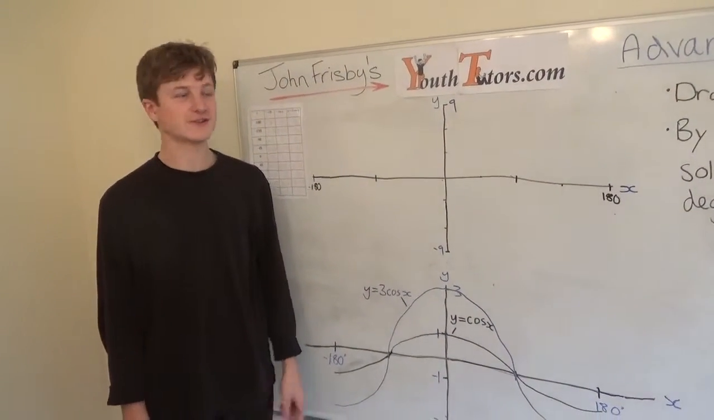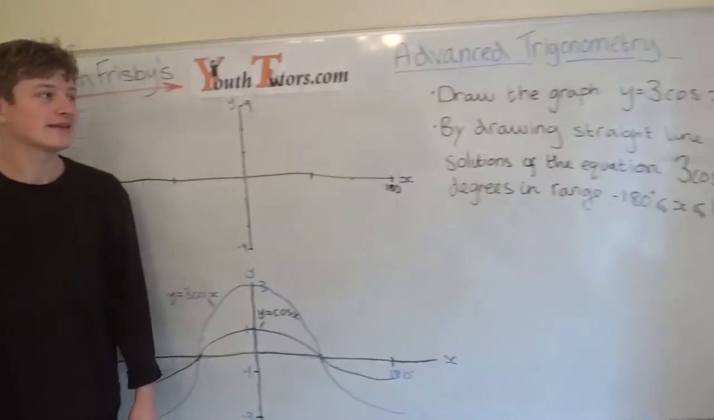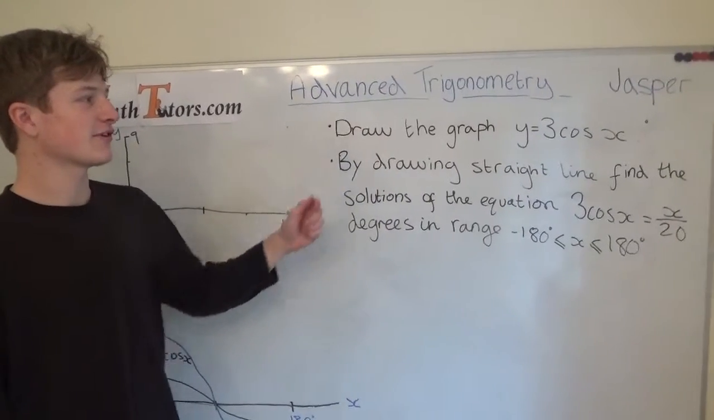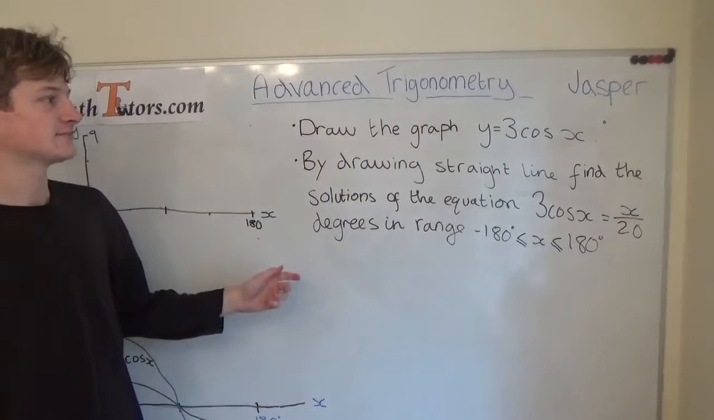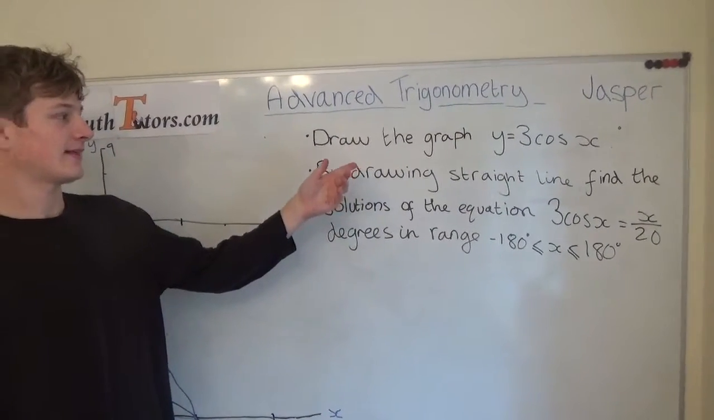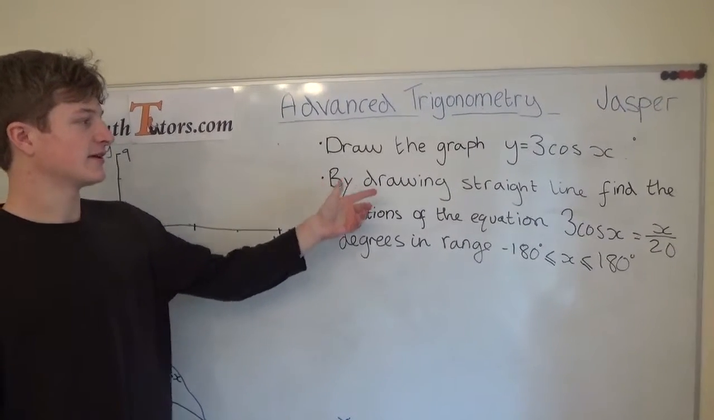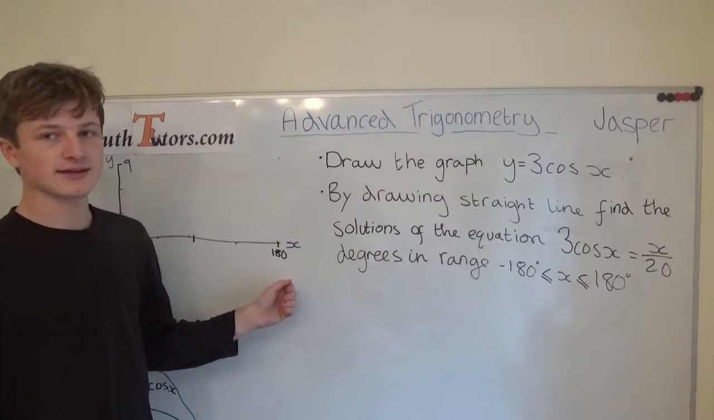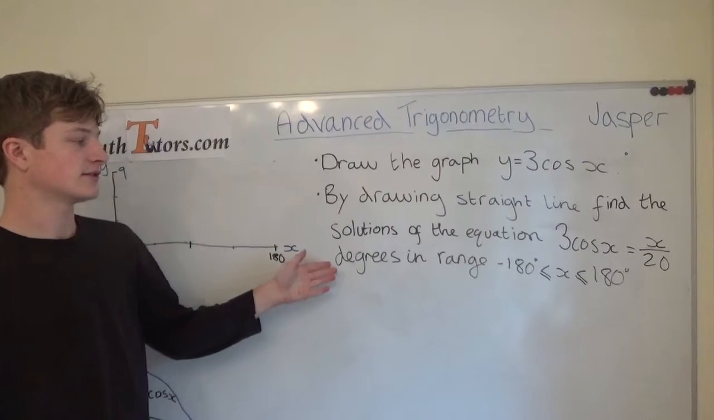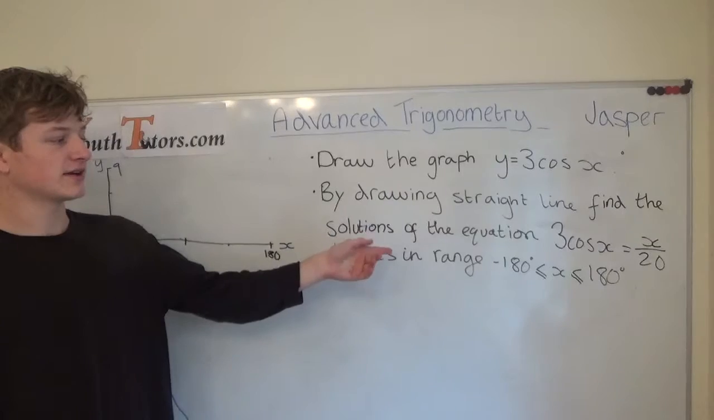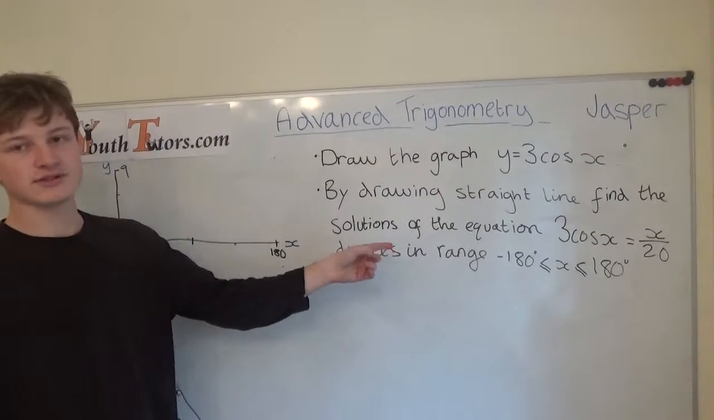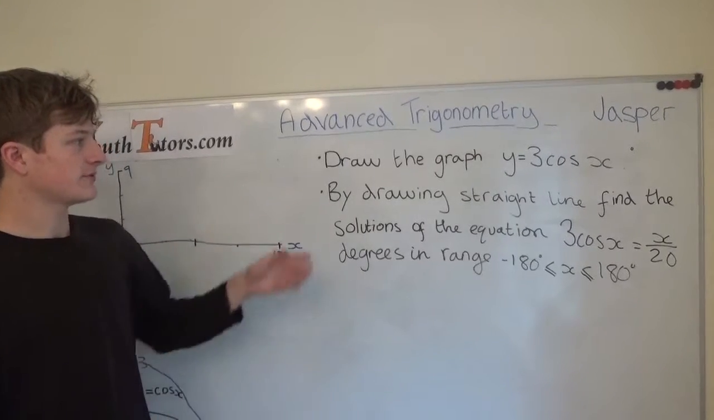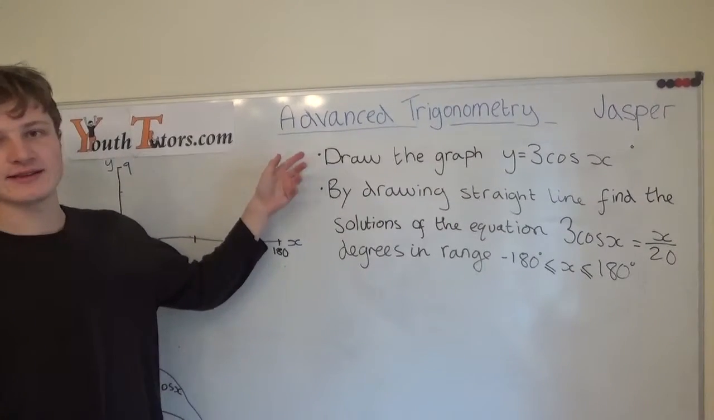Today we're going to be doing some advanced trigonometry, and here's our question for today. First it says draw the graph of y equals 3 cos x, and the next part is by drawing a straight line, find the solutions of the equation 3 cos x equals x over 20 degrees in a range of minus 180 degrees less than or equal to x less than or equal to 180 degrees.